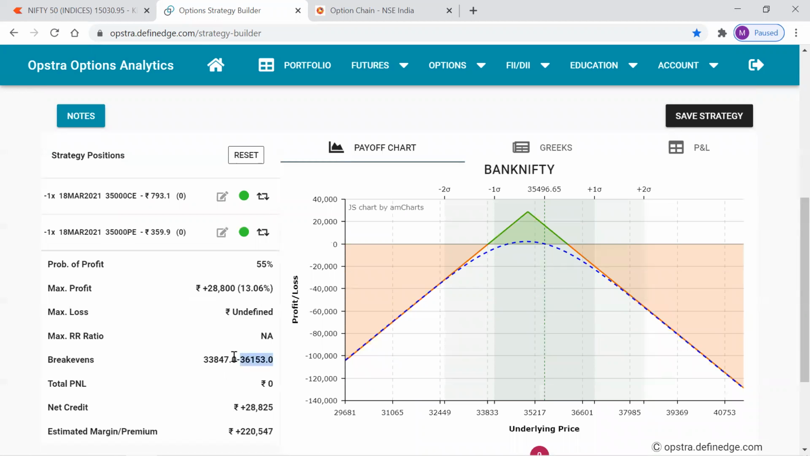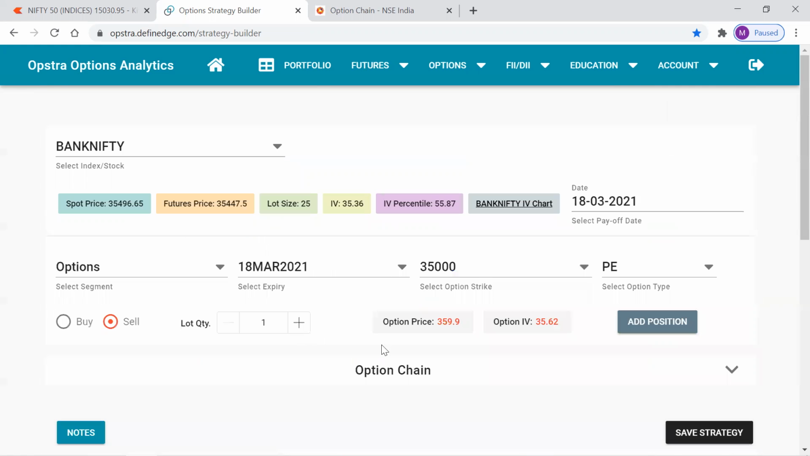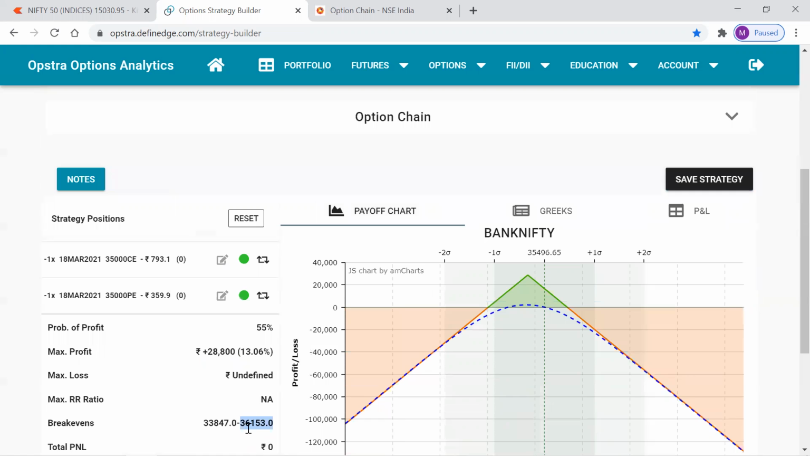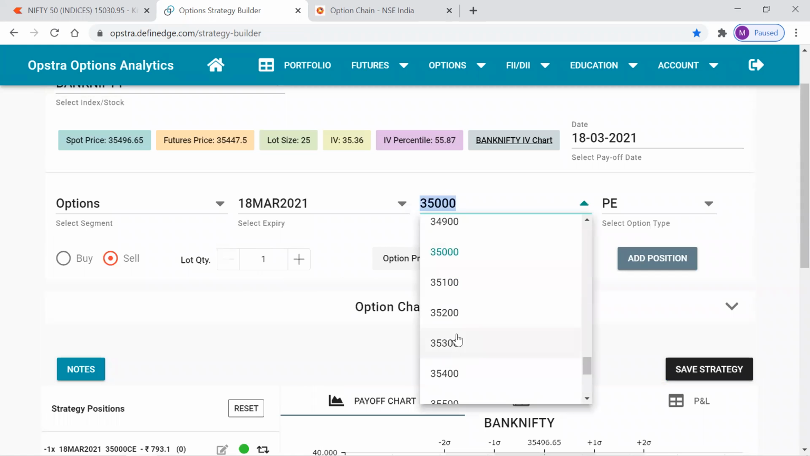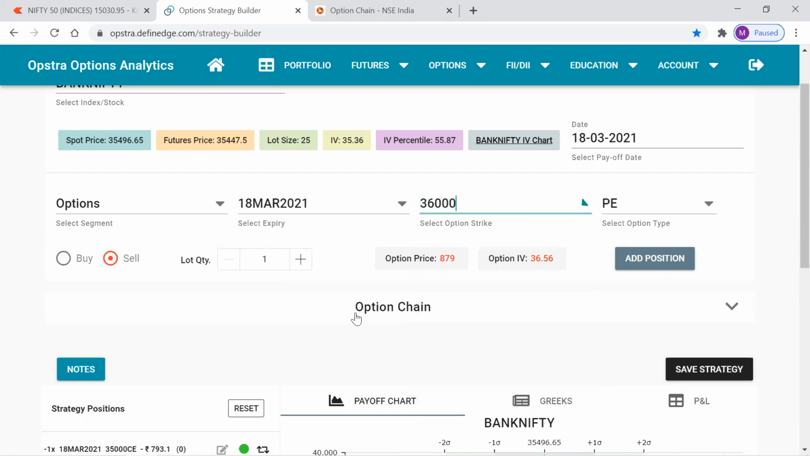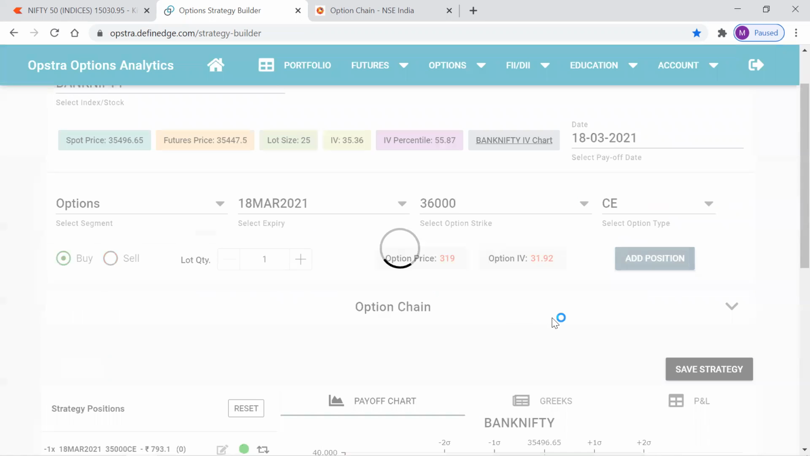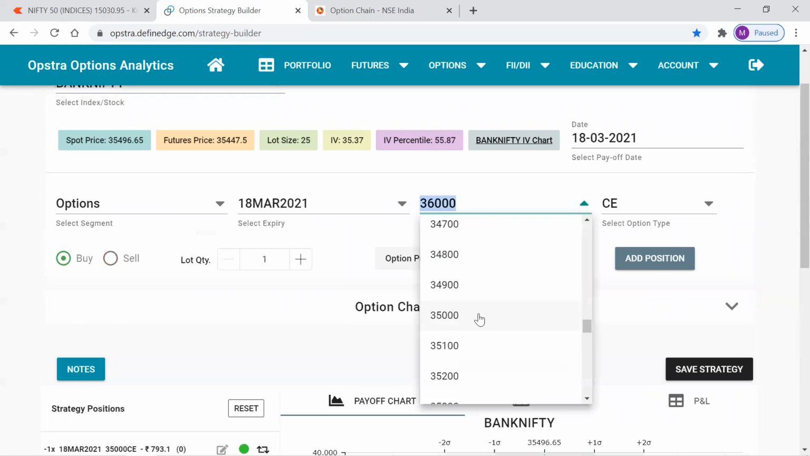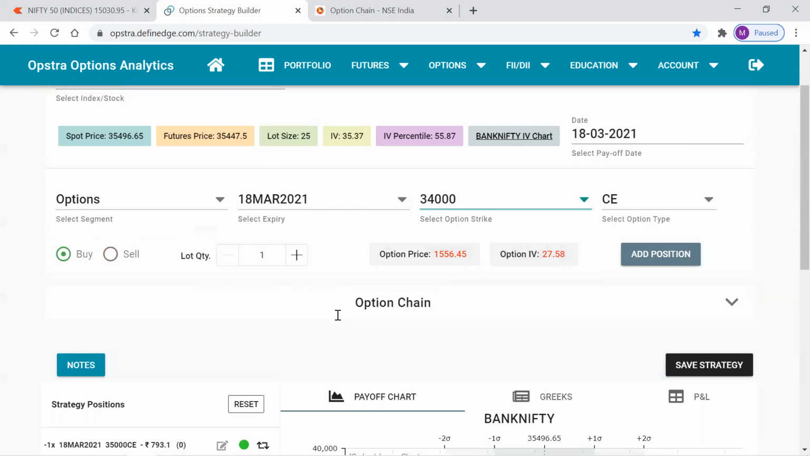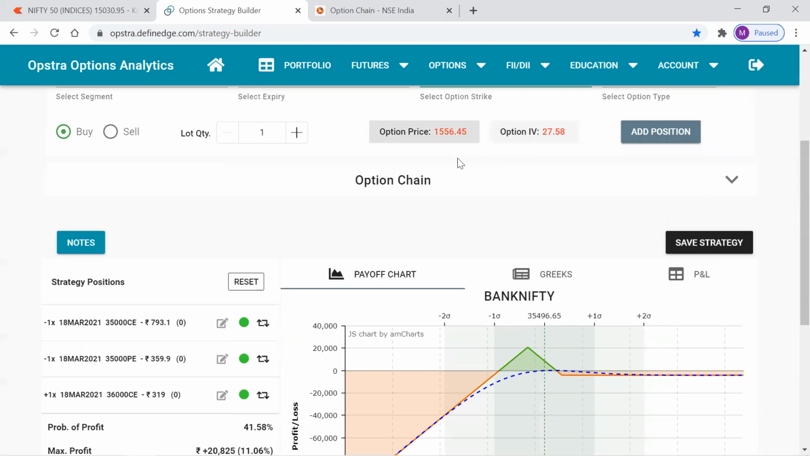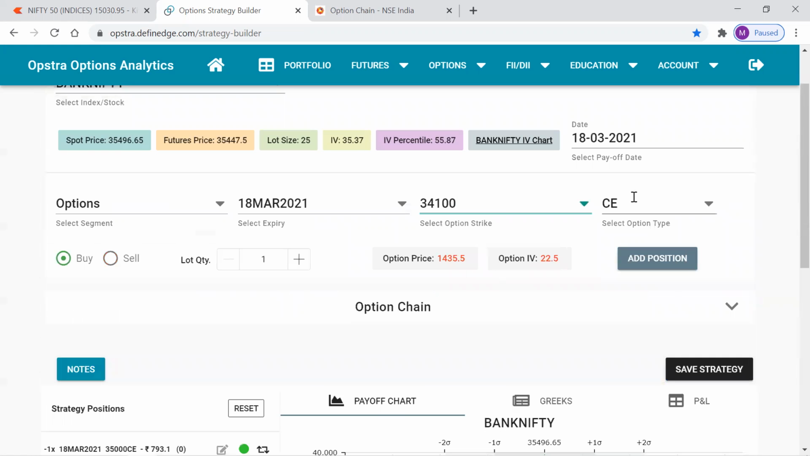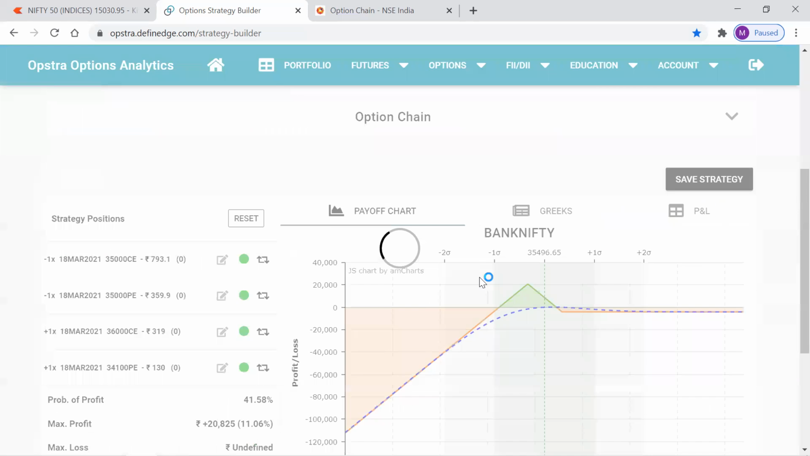Just consider the upper break even and lower break even. Lower break even is close to 34,000, and upper break even is 36,000. So 34 and 36. I'm going to select 36,000 as the upper break even. For the upper break even, we need to select the call and buy that. Lower break even is 34,100. For the lower break even, I need to select the put and select buy, then click on add position.